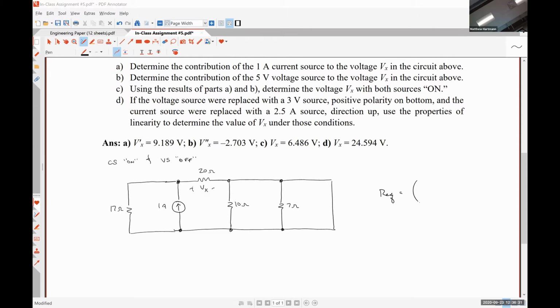So you'd have 1 over 10 plus 1 over 7 plus 1 over 0, all to the negative 1. So this is a small number plus a small number plus infinity. So it looks like infinity to the negative 1 power, which is 0.